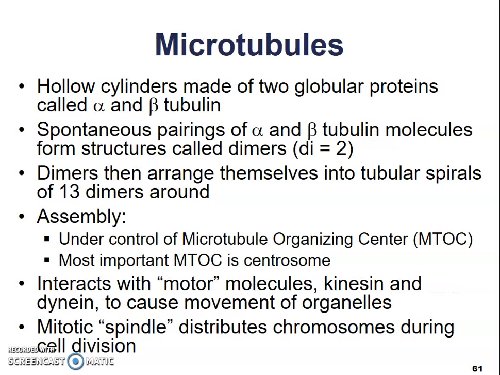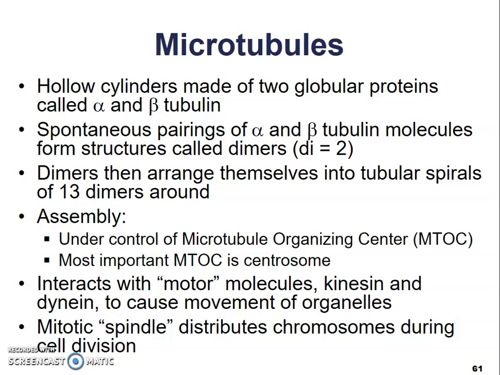Microtubules. They are hollow cylinders made out of two globular proteins called alpha and beta tubulin. Spontaneous pairings of alpha and beta tubulin molecules form structures called dimers. The prefix di means two. Those dimers then arrange themselves into tubular spirals of 13 dimers around. The most important of these is a structure called the centrosome.